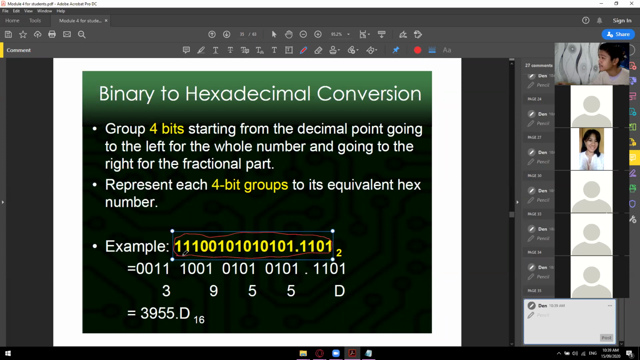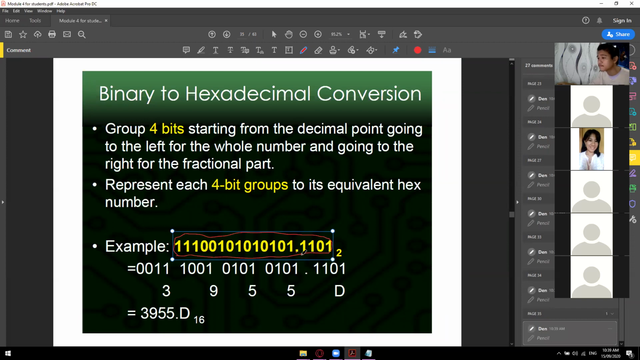So, ang gawin nyo, kasi pag ganito nyo i-convert kagad, nakakalito yan. So, i-group nyo sila by 4. Okay? Group 4 bits starting from the decimal point. Going to the left for the whole number and then going to the right for the fractional part. Okay? So, represent each 4-bit group to its equivalent hex number. So 4-bit mula sa decimal, 4-bit ulit, and then put a space. And then 4-bit ulit, 4-bit, and then 4-bit. So, ito na yung first 4-bit natin.